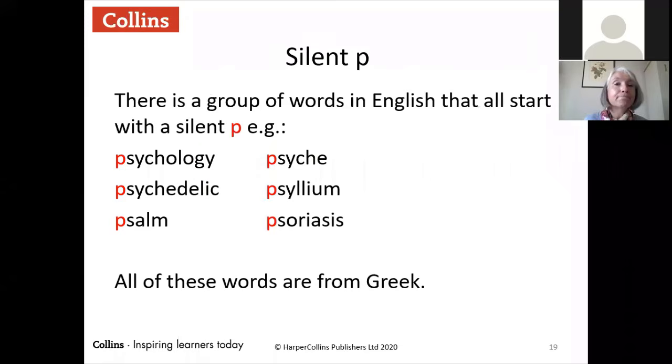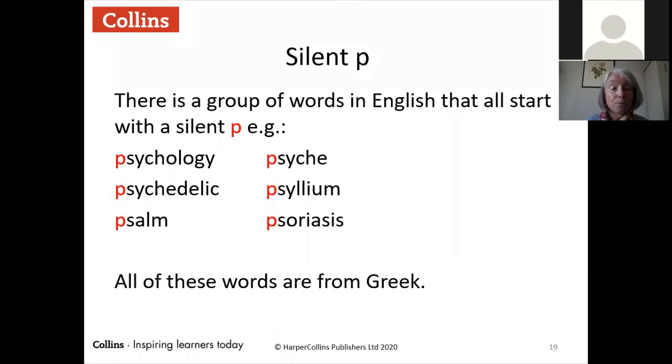Here's another one. There are a group of words in English that have a silent P at the beginning: psychology, psychedelic, psalm, psyche, psyllium, which is a type of grain, psoriasis, which is a skin condition. All of these words are from Greek. So if you're asked to spell a word that is unfamiliar to you, that starts with the sound S, it's worth asking where it's from, because if the answer is Greek, there might be a silent P at the beginning of that word.